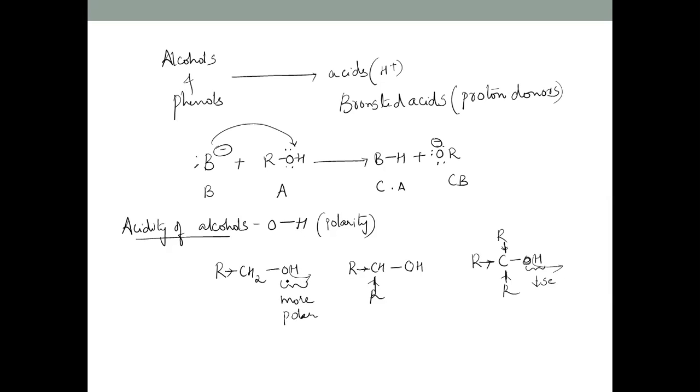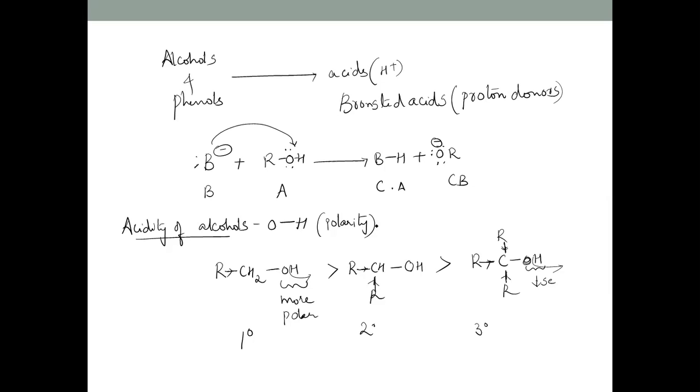So the acidic strength of alcohols depends upon the polarity of the OH bond. That means the ease with which the proton is lost. Where is it easy to lose the proton? Where there are less number of electron releasing groups. Here only one electron releasing group, here two, here three. So the acidity of primary alcohols is more than secondary than tertiary here. This is the order of the acidity of primary, secondary, and tertiary alcohols.